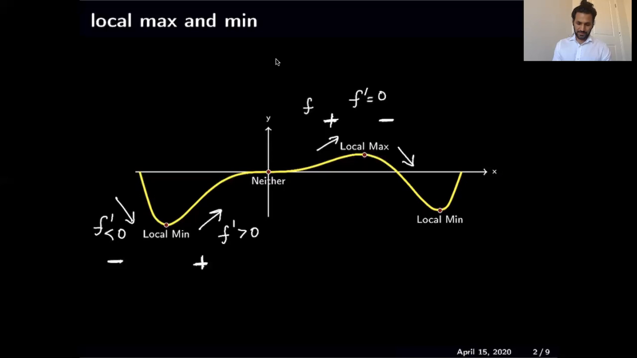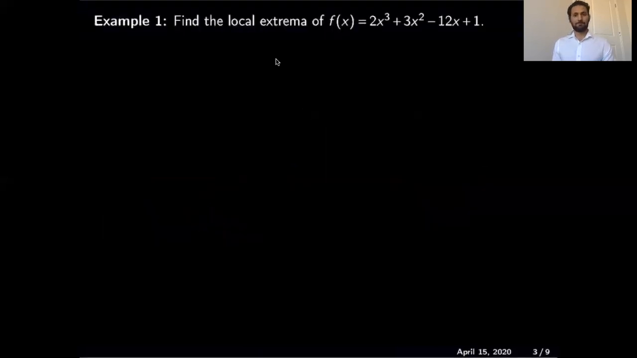So the derivative is positive and then negative when we move from left to right at the local max. On the contrary, at the local min, the derivative changes sign from negative to positive when we move from left to right. Let's practice this concept on an example.